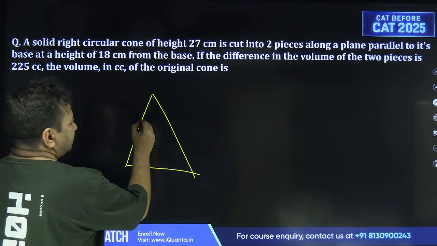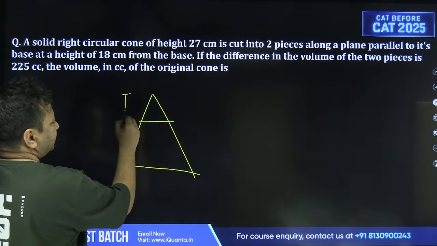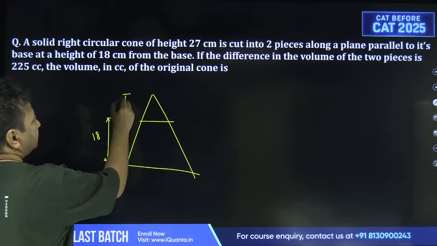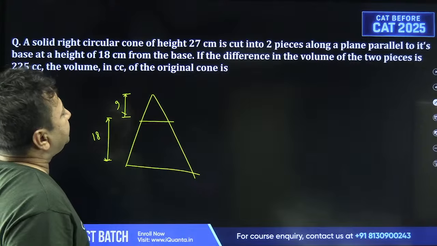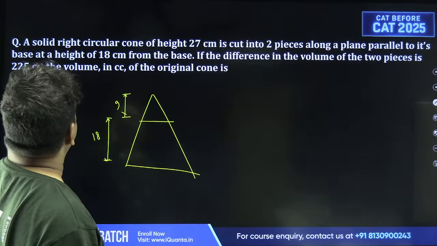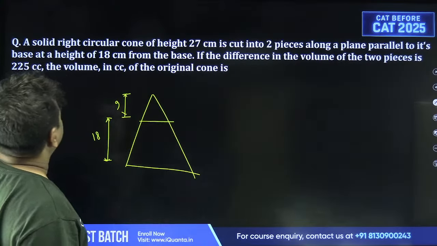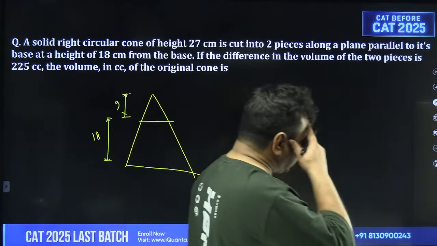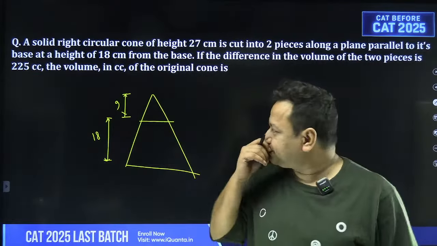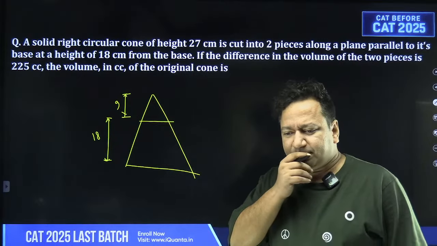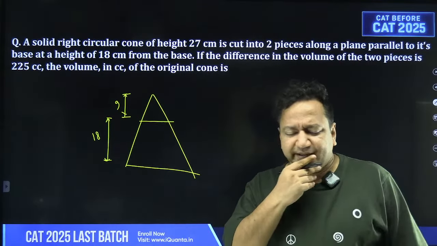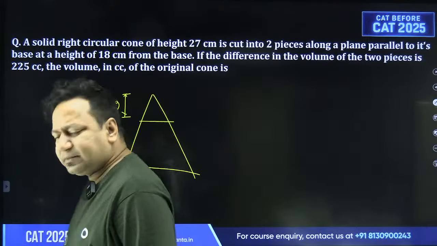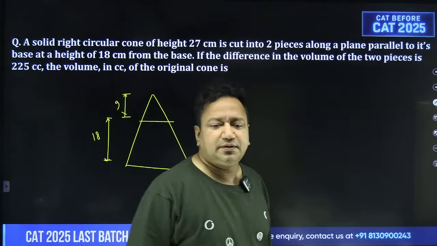Okay, so this thing is 9 and this thing is 18. Is that right? Okay. Difference in the volume of the two pieces is 225 cubic centimeter. The volume in cubic centimeter of the original cone is, okay, nice. Aritra, exactly. We can use similarity. That's the right way of doing it.